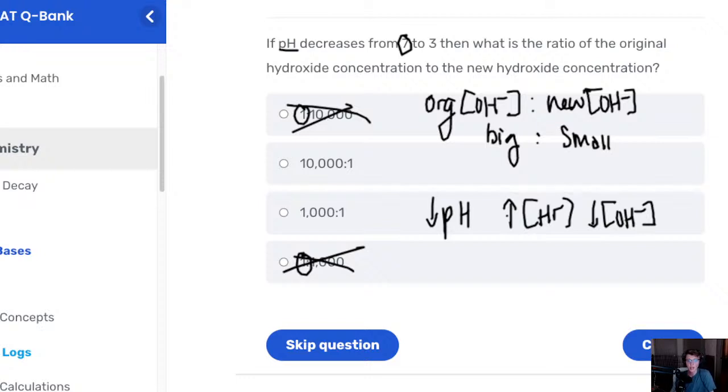Now this is a matter of deciding how many factors of difference I have. Am I looking at 1,000? Am I looking at 10,000? Just think about the number of zeros. So this has 1, 2, 3, 4 zeros. So that would be a 4-unit change. 1, 2, 3.